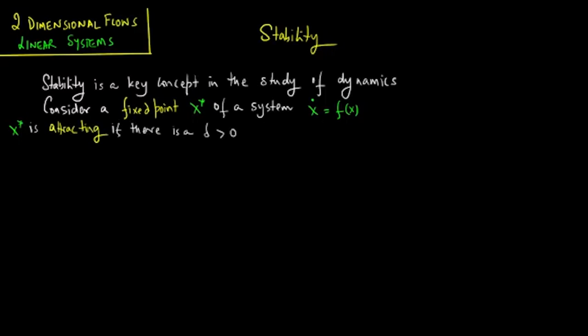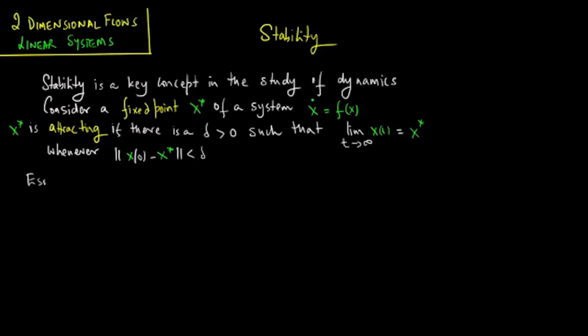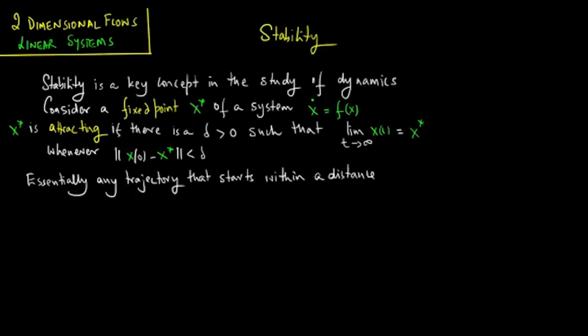if there is a delta greater than 0 such that the limit as t tends to infinity of x of t is equal to x star, whenever the distance between x naught and x star is less than delta. Essentially, any trajectory that starts within a distance delta of x star is guaranteed to converge to x star eventually.